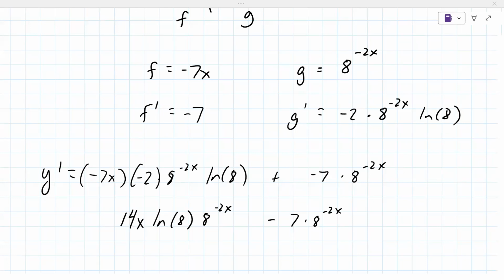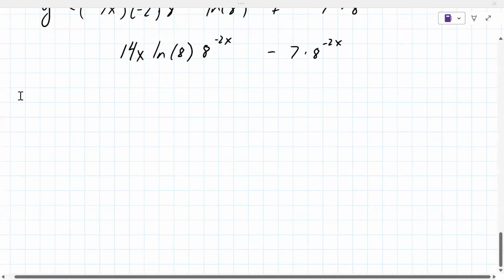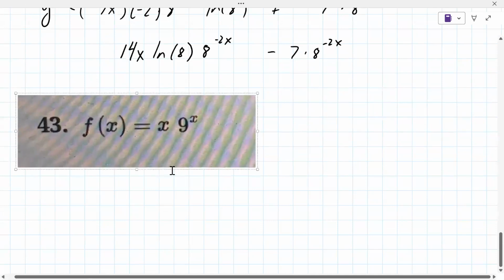Okay, why don't you try number 43? It's a little bit easier, but it's kind of the same approach here. You're welcome to use that F and G if you want.